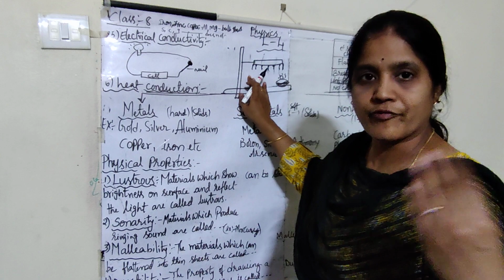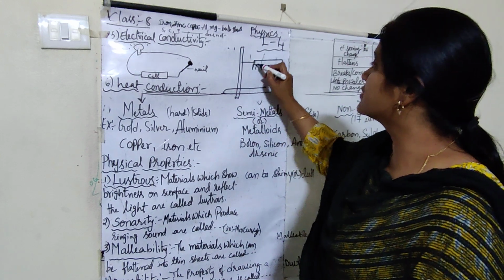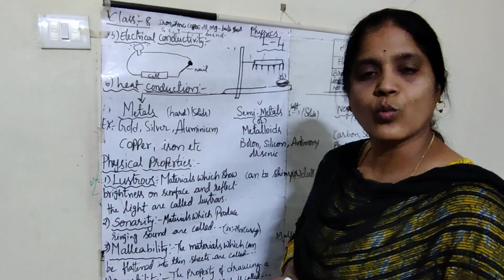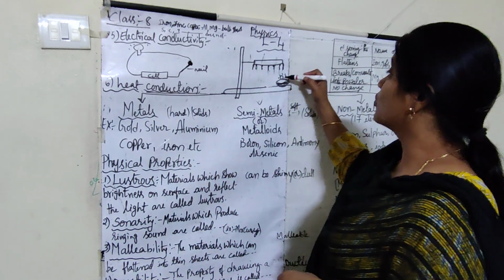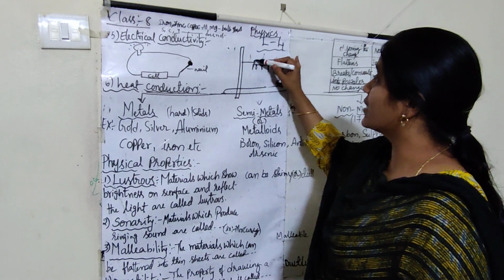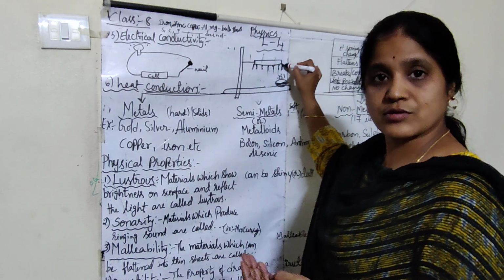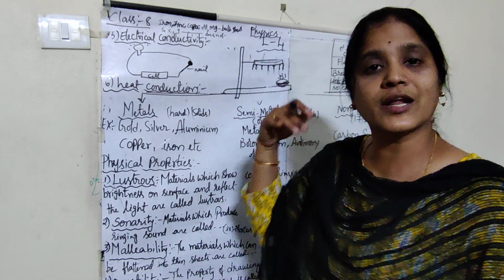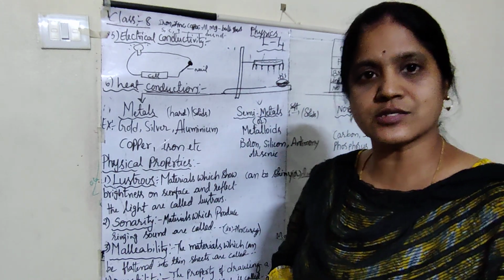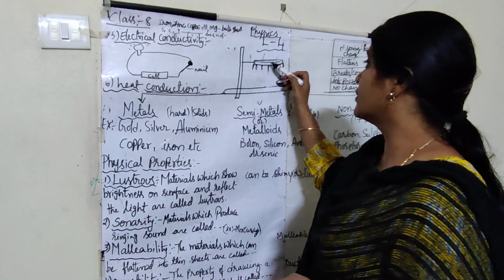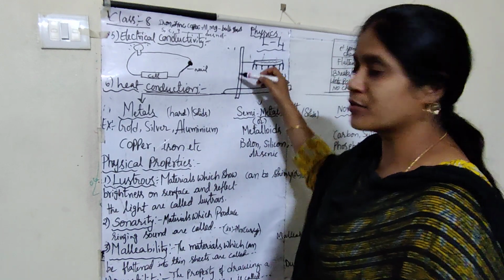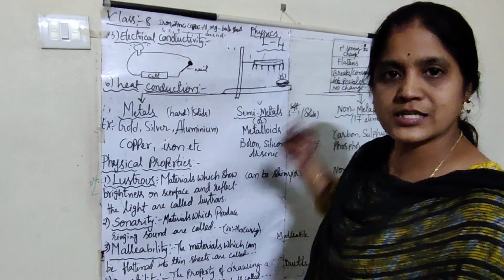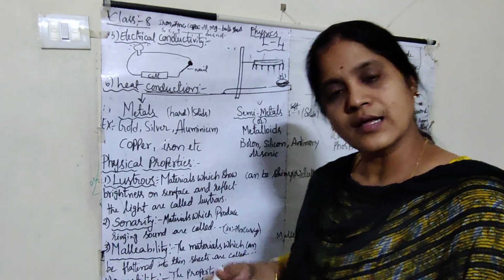Even so, after some time all the nails fell down. Why? Because whatever heat is absorbed by this rod, the heat is passed throughout the rod from one place to the other. From this you can say that the heat is transferred uniformly, and because of that reason all the nails fell down.